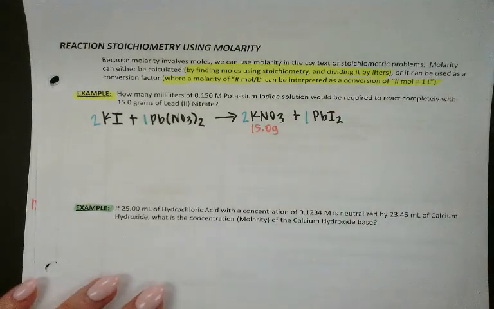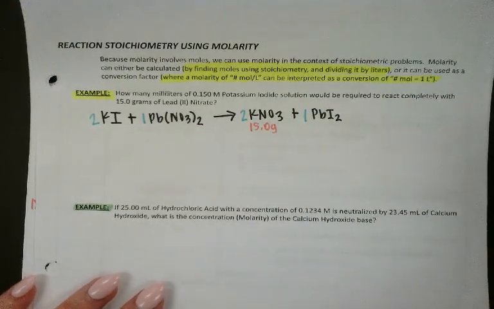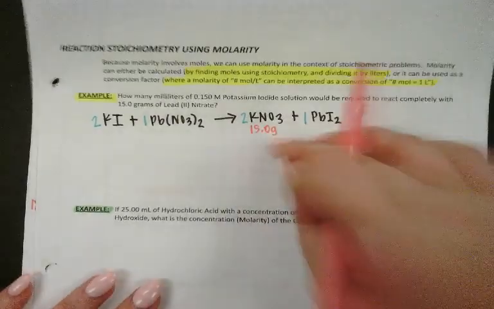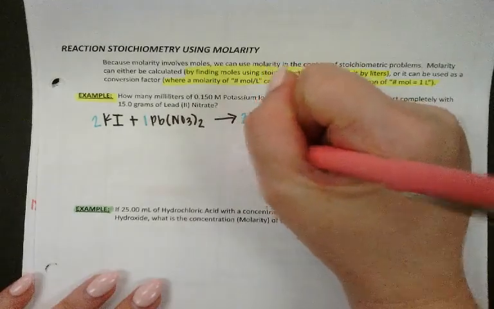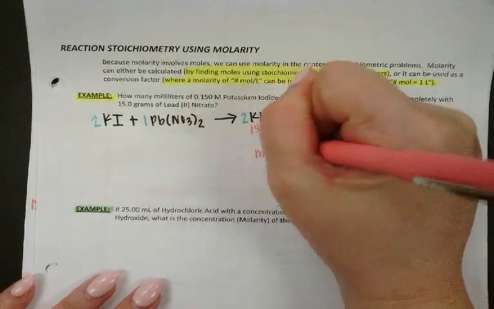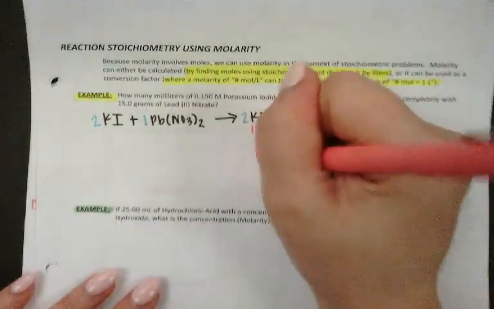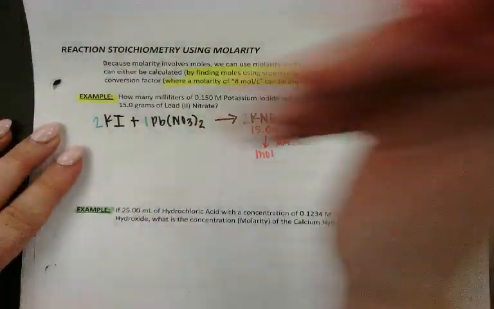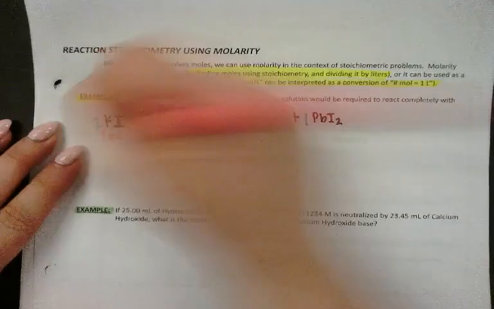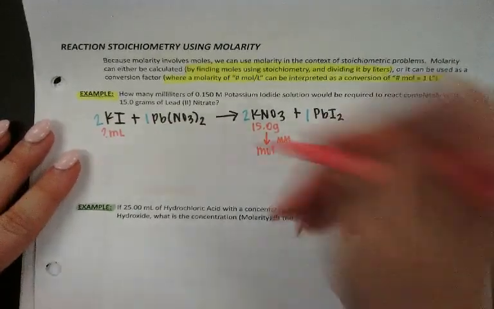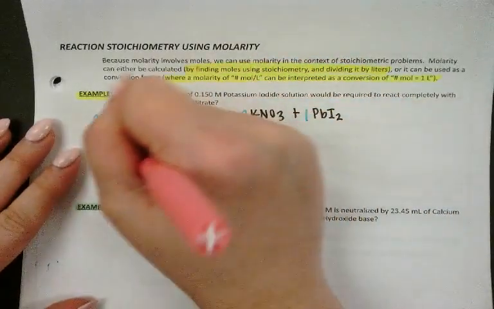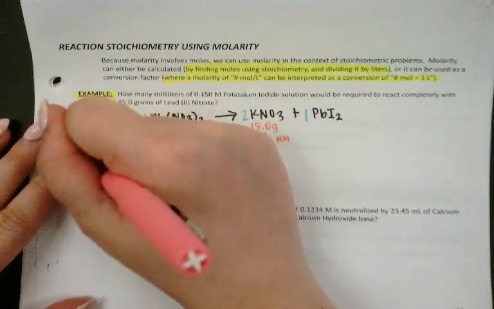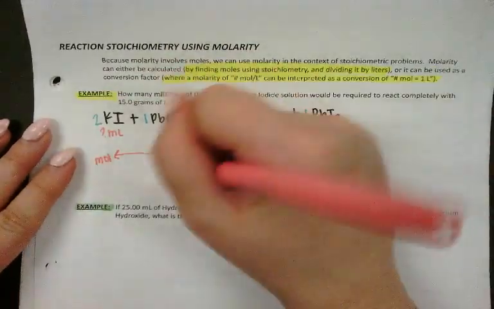Do we have a mole value? No. Do we have a liter value? No, we have a milliliter value. So you have to start with your gram value. And I have to first go from grams to moles using molar mass. Then I can go, because again, my whole goal here is trying to find milliliters of potassium iodide. I can then go from moles to moles using mole ratio.